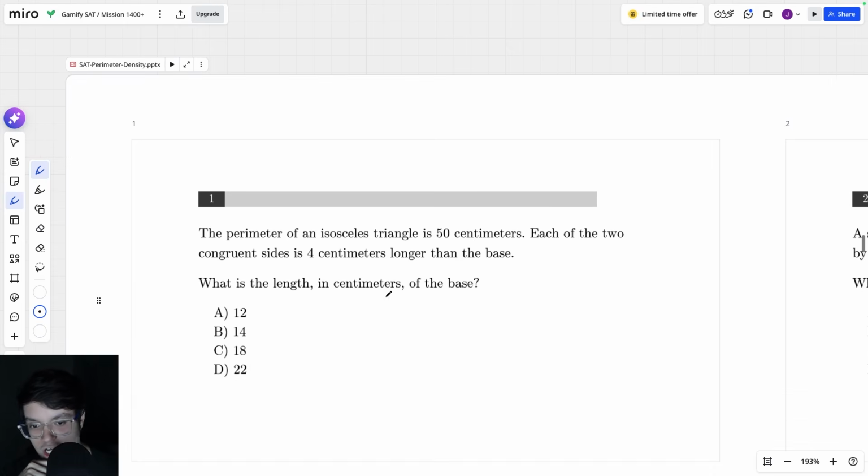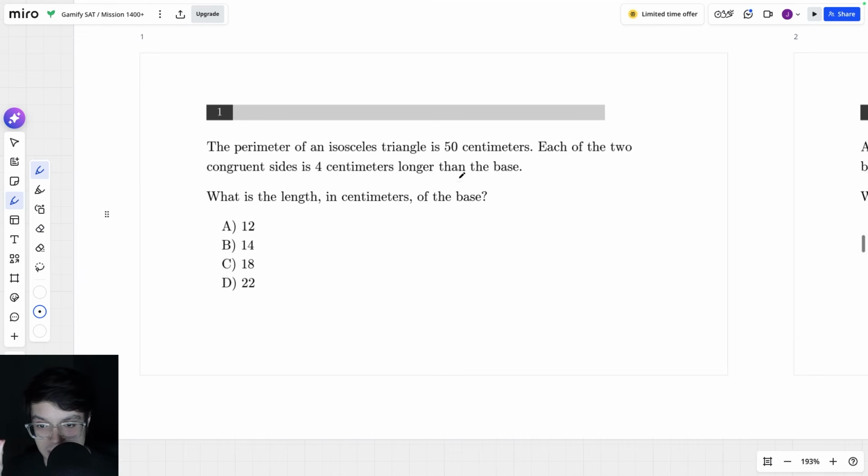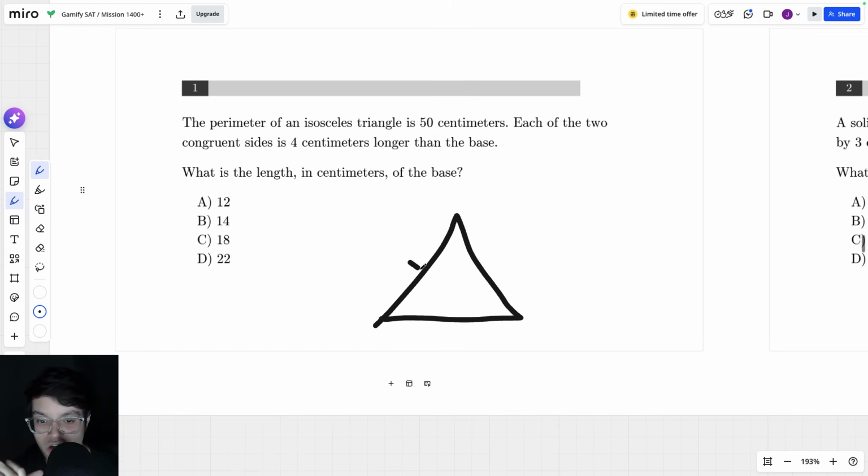The perimeter of an isosceles triangle is 50 centimeters. Each of the two congruent sides is 4 centimeters longer than the base. What is the length in centimeters of the base? So this is probably one of the harder problems you can see. Like I said before, this is not just asking the perimeter, it's giving you some other information. So if you have an isosceles triangle, both of these sides would be the exact same as each other. And this has the perimeter of 50, so if we add together all three of these sides, we get 50 as the answer.